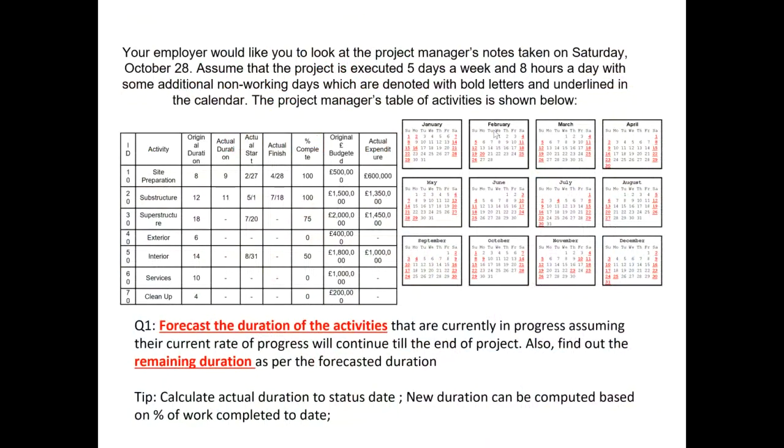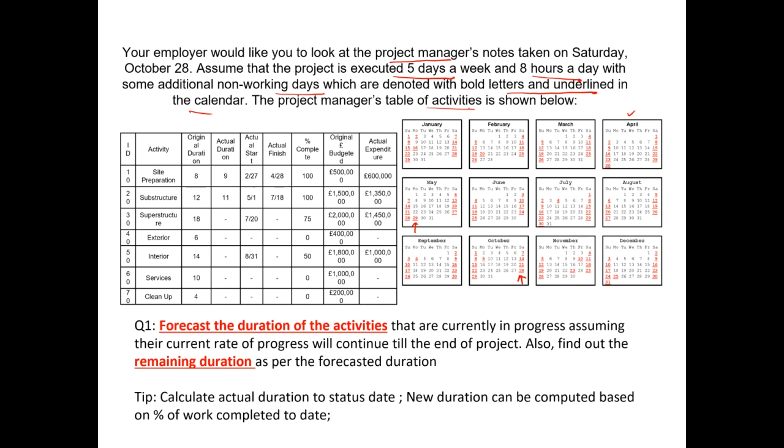So here the scenario is that your employer would like you to look at the project manager's notes taken on Saturday, October 28th. So the calendar is given here, and this is the reporting period. So we have to report progress of this project on this particular date, assuming that the project is executed 5 days a week and 8 hours a day, with some additional non-working days which are denoted with bold letters and underlined in the calendar. So there's few public holidays which are indicated. So for instance, this is a bank holiday.